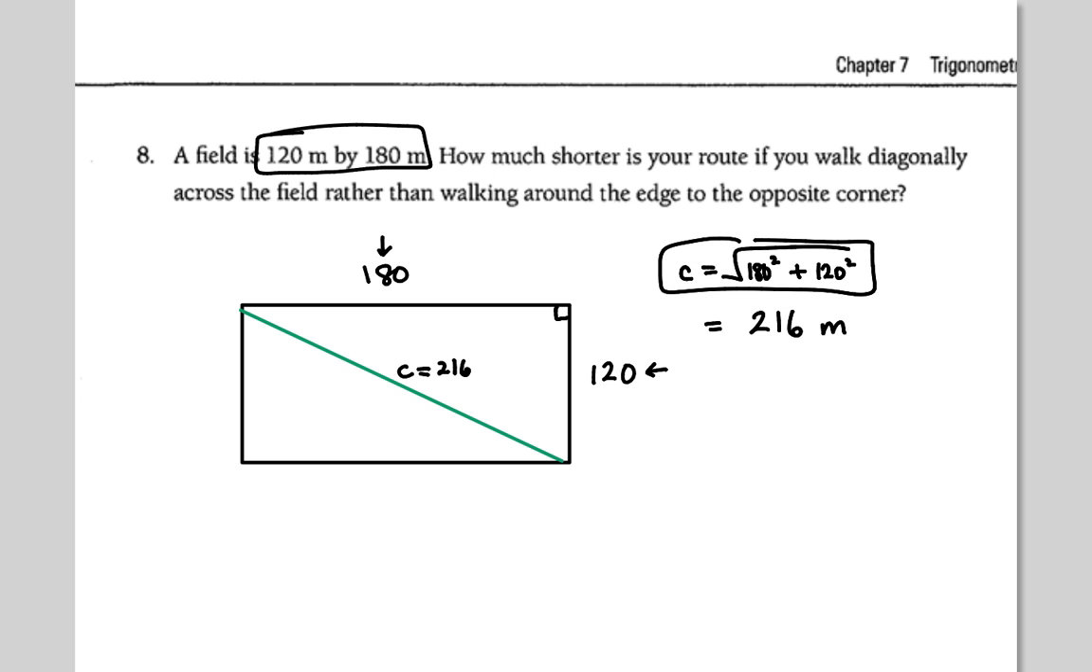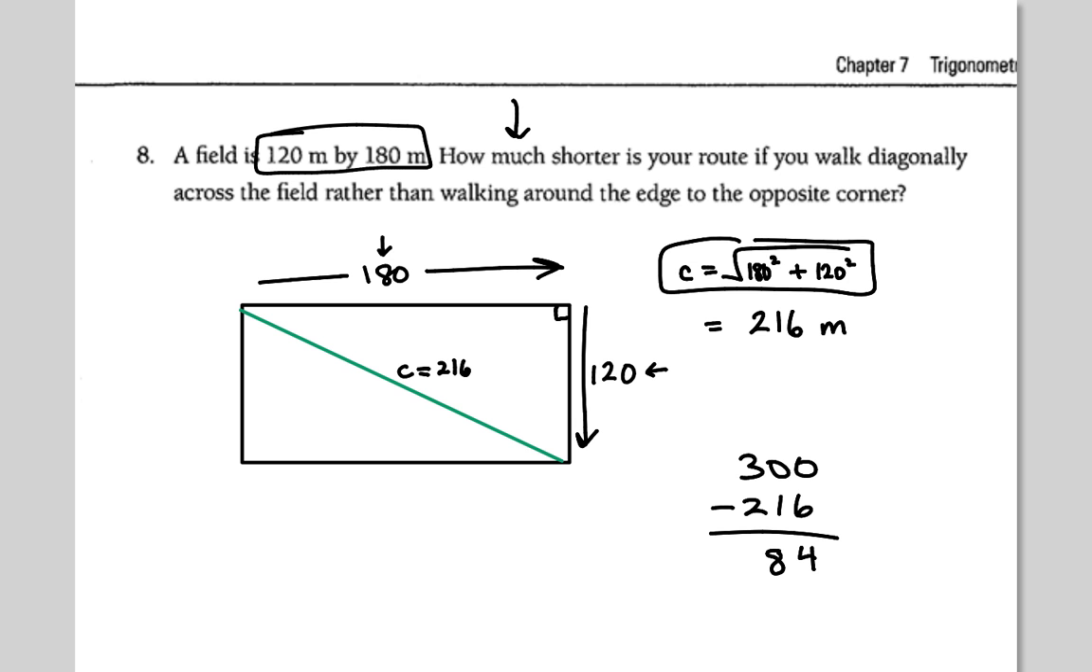And then we answer the question, well, how much shorter is your route? Well, if you take the 180 and you take the 120, you add that up, you get 300. That's if you go the long route, take away the short route, 216, and it'll be 84 meters shorter if you take the diagonal. Now put a big star on question 8 because I know that there's a couple questions like 8 on your chapter test for trigonometry.